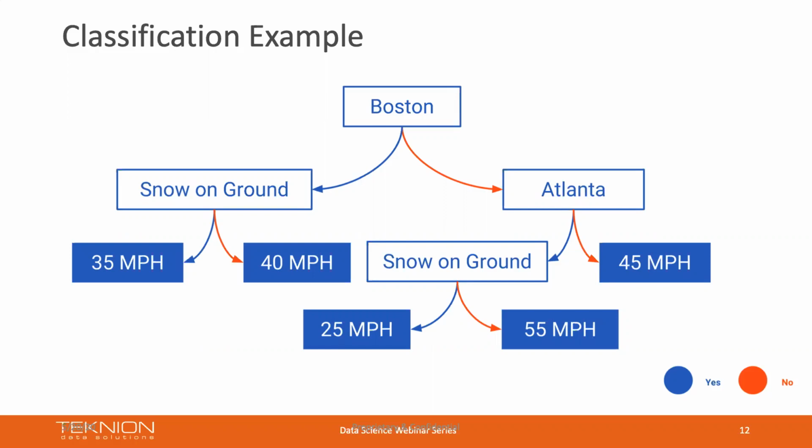Were they out of Atlanta? And then if it was yes, again, the snow on the ground. And so as you can tell from this, people who are driving from Atlanta with snow on the ground are decisively not as good at driving than people from Boston because they have to go 25 as opposed to 35, right? And so then we can add other what we call branches to a tree.